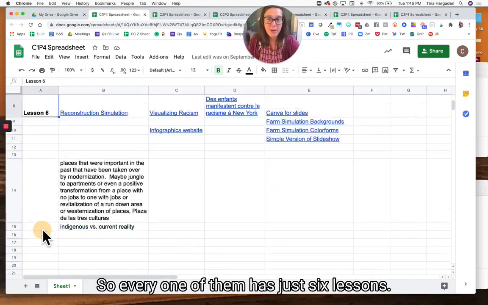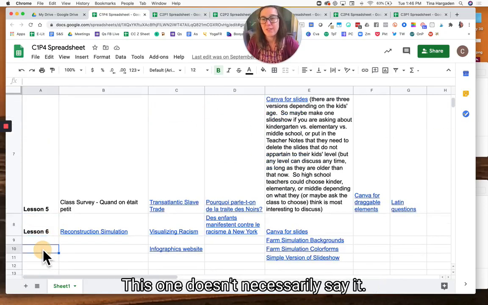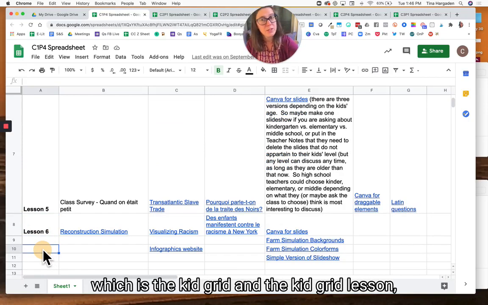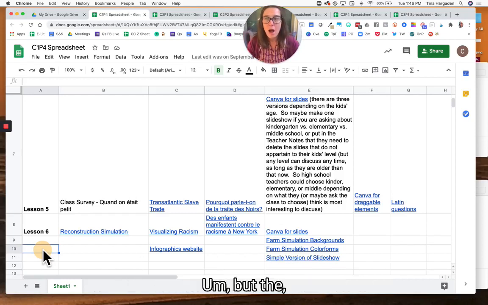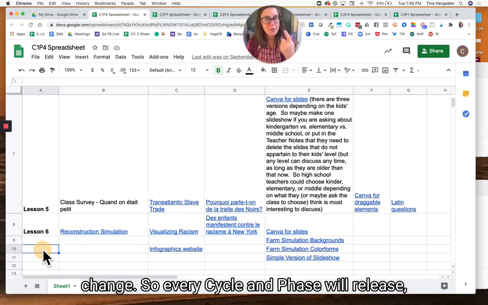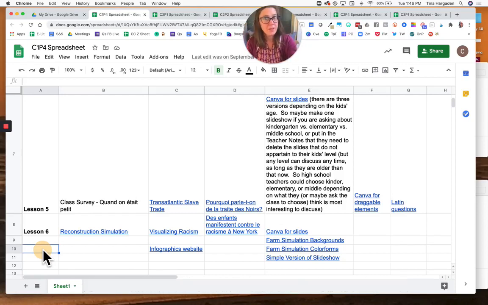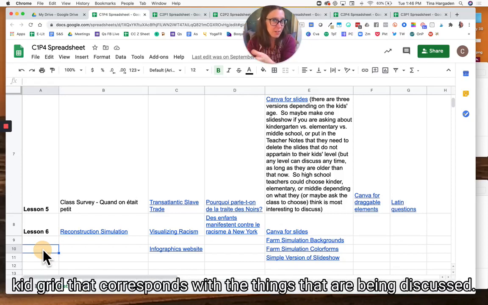So every one of them has just 6 lessons, and then there's always at the end, this one doesn't necessarily say it, but the review lesson, which is the kid grid. And the kid grid lesson, the mechanics of delivering that lesson are always pretty much the same, but the headers at the top of the kid grid are gonna change. So every cycle and phase will release new graphics that prompt you to add stuff to the kid grid that corresponds with the things that are being discussed.